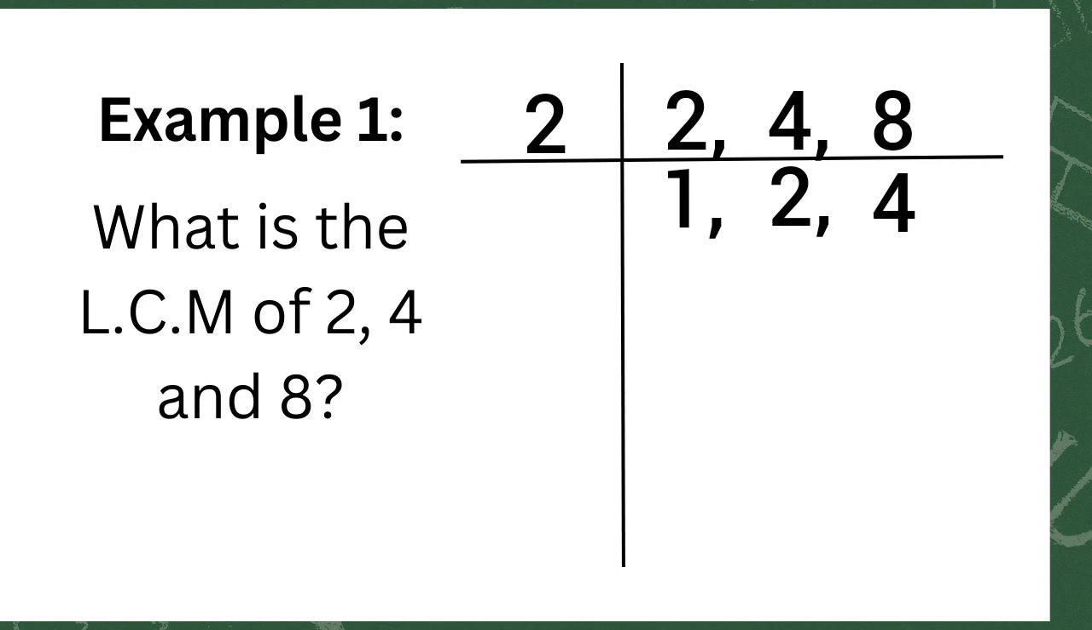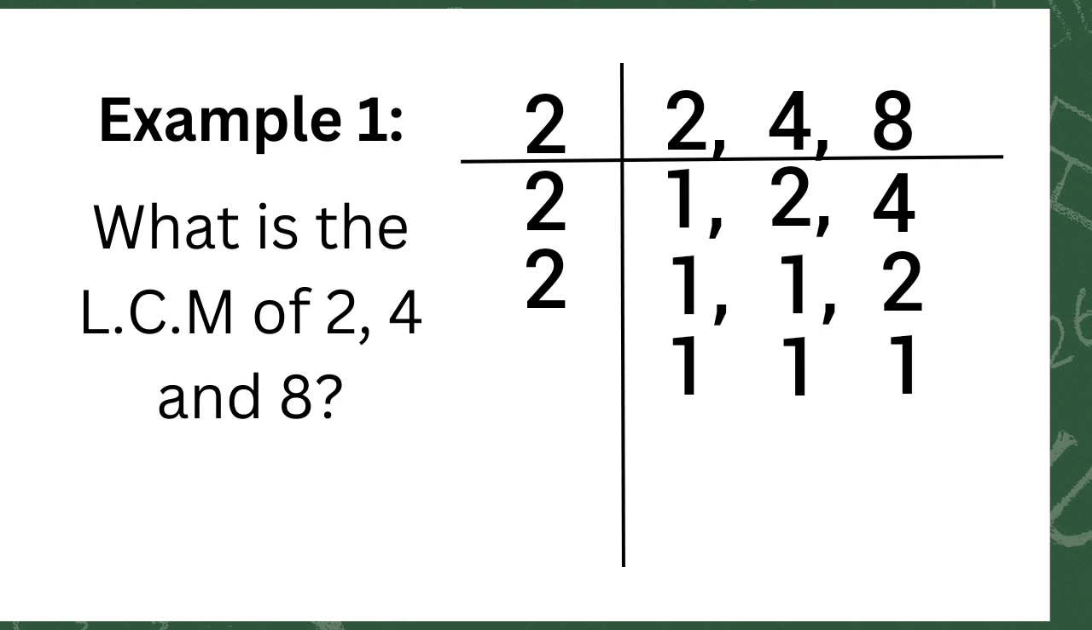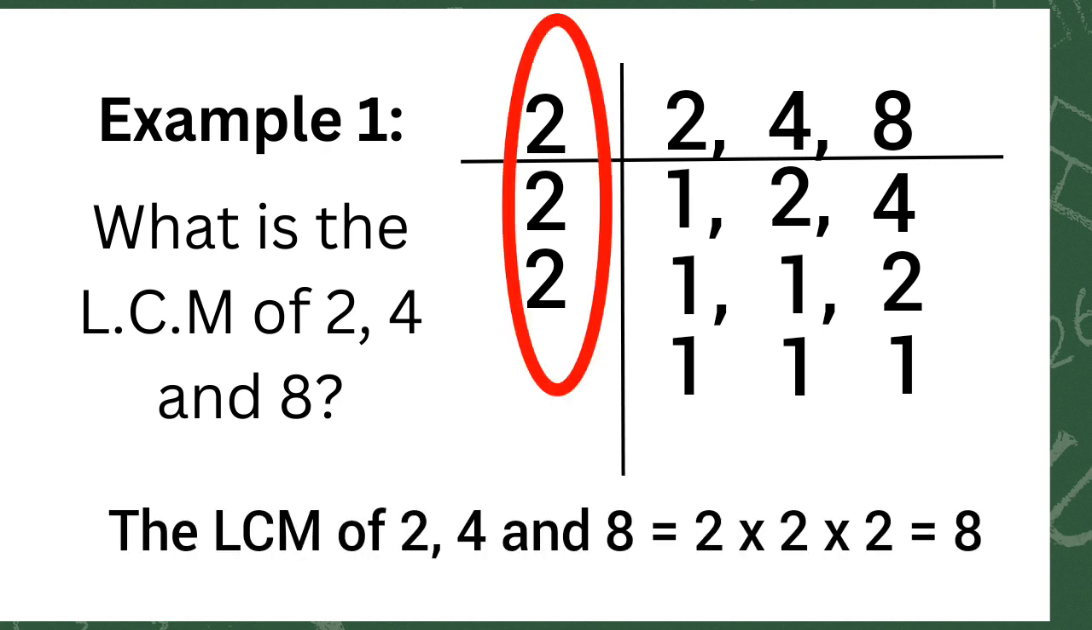Since 2 can go, we use 2 again. We already have 1, we bring it down. 2 into itself is 1, into 4 is 2. Since we have 1, 1, 2, 2 can go, so we use 2 again. We bring down 1, 1, 2 into itself is 1. So the LCM of 2, 4, and 8 is 2 times 2 times 2, which is equal to 8.